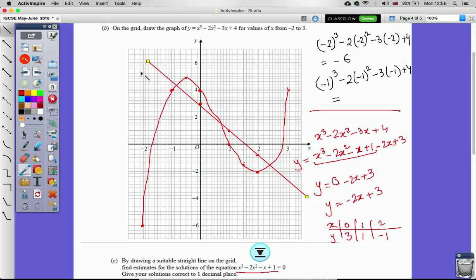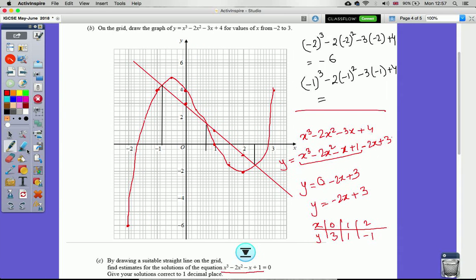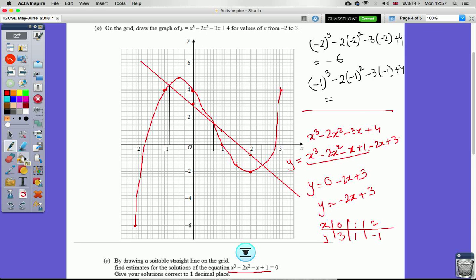I'm getting 3 solutions for this graph. One is here, one is here, and one is here. The 3 places where this straight line has crossed the curve. And we take the reading of the x values, and those will be your solutions, right? So let's look at the first one. That is going to be almost negative 0.9. I would say this is negative 0.9.